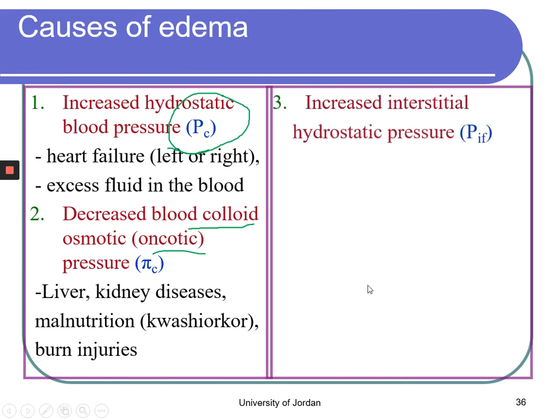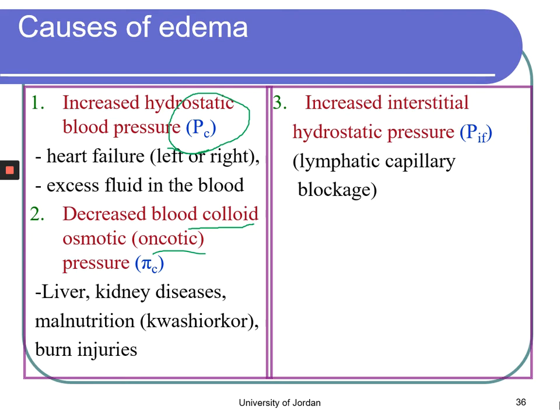The third kind of cause is increase in the interstitial hydrostatic pressure. What we mean is that edema is going to cause increase in the interstitial hydrostatic pressure. If this interstitial hydrostatic pressure increases due maybe to lymphatic blockage, why do we have lymphatic block?